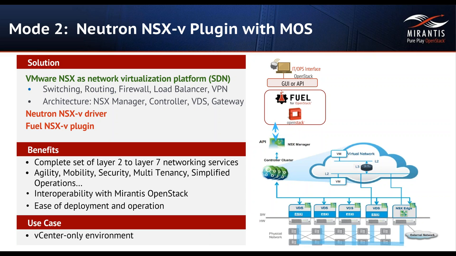But the huge benefit of this solution, as I mentioned, is that it provides a full set of layer 2 to layer 7 network services. Right. So there are a lot of attributes or benefits VMware is promoting for this NSX solution. If you're looking for agility or VM mobility, security such as a virtual distributed firewall, multi-tenancy with layer through, multi-tenancy with large scale, then you definitely want to go with the NSX solution.